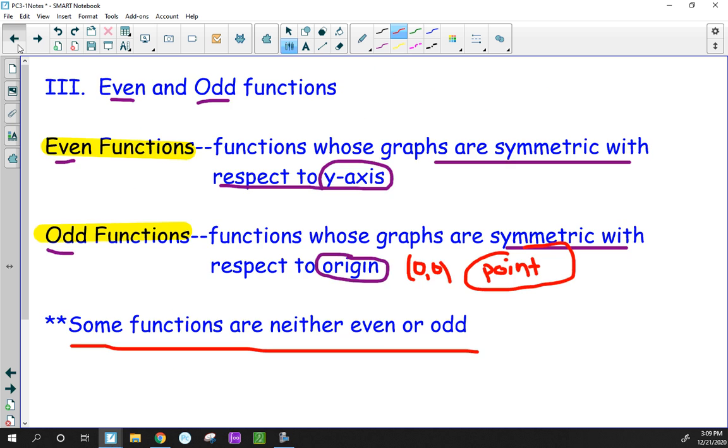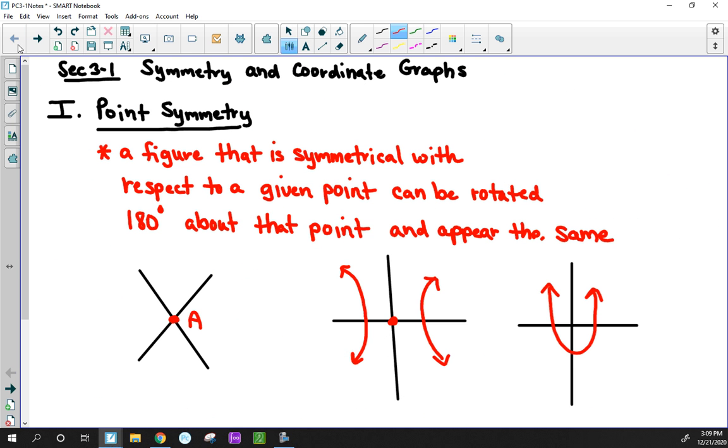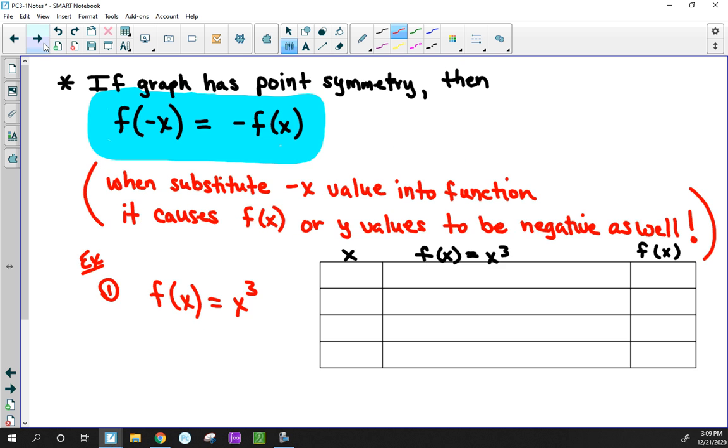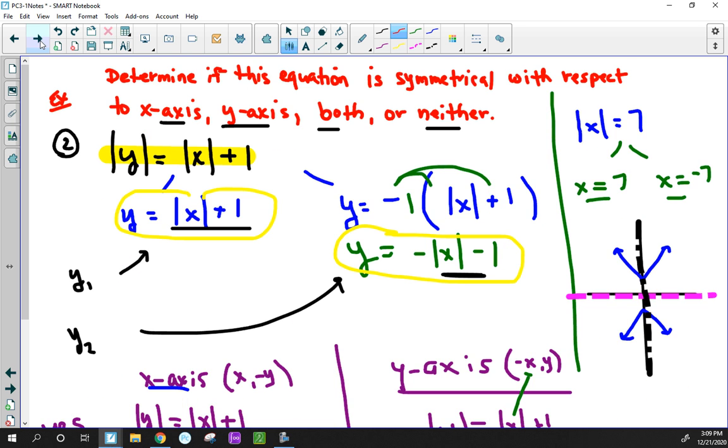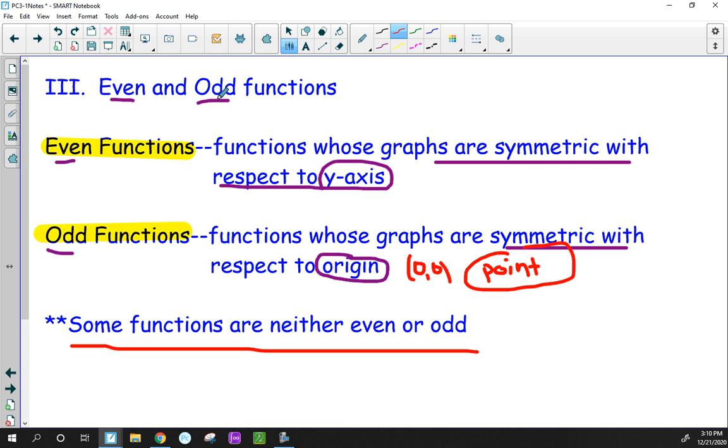Okay. All right. So again, the learning targets in this entire section deal with point symmetry, line symmetry, and then last, even and odd functions.